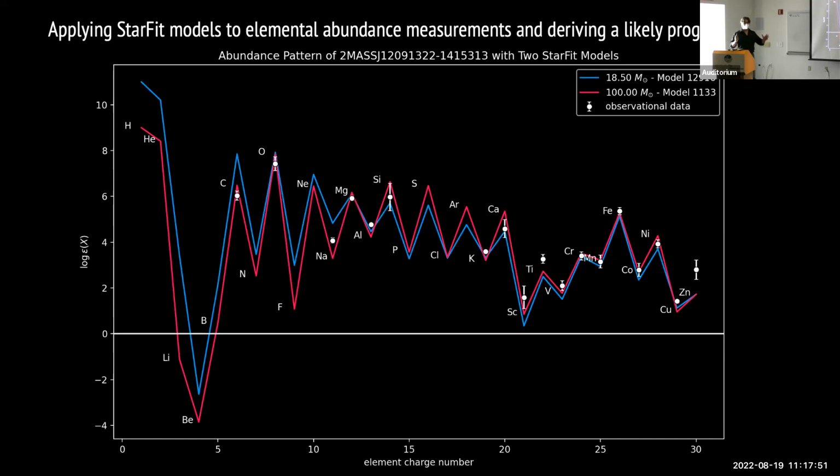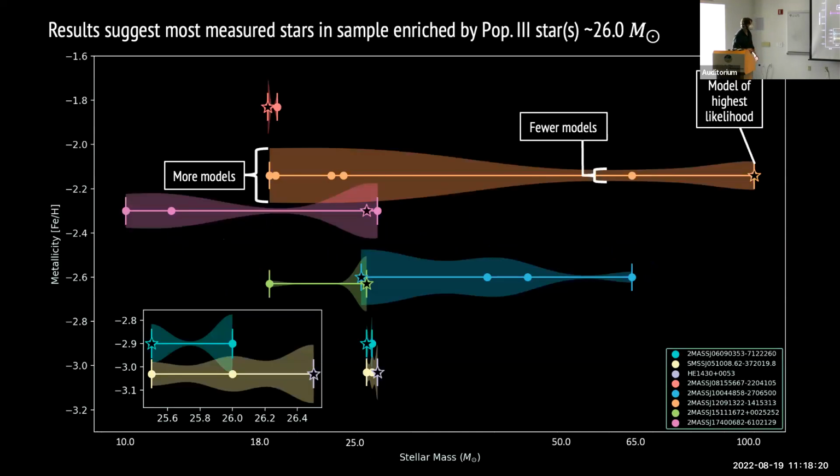So again, StarFit is saying, listen, stars of these masses potentially enriched the star that you're looking at, this star right here. Which one is a better fit? It's going to be the 100 solar mass model. As we see in a second, for this specific star, StarFit believes that the most likely mass of a progenitor star is 100 solar masses, and the third most likely is 18.5 solar masses.